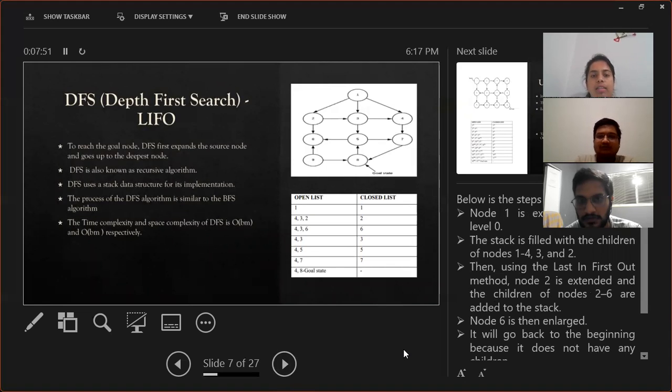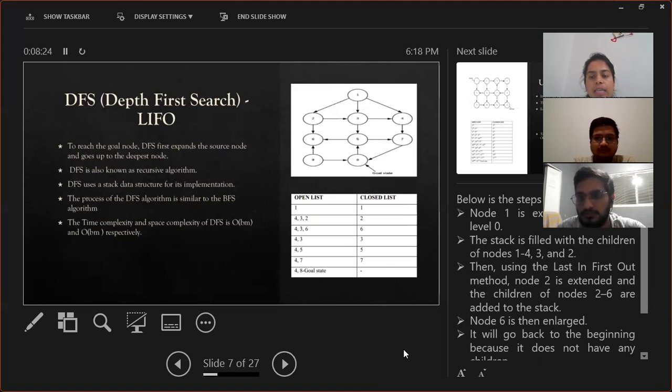Well, coming to another search, which is the depth first search algorithm, it follows the LIFO, last in, first out technique. In this search, to reach the goal node, DFS first expands the source node and goes to the deepest node. It is also known as a recursive algorithm. DFS uses a stack data structure for its implementation. The process of this algorithm is similar to the BFS algorithm. And here are the time complexity and space complexity for this.